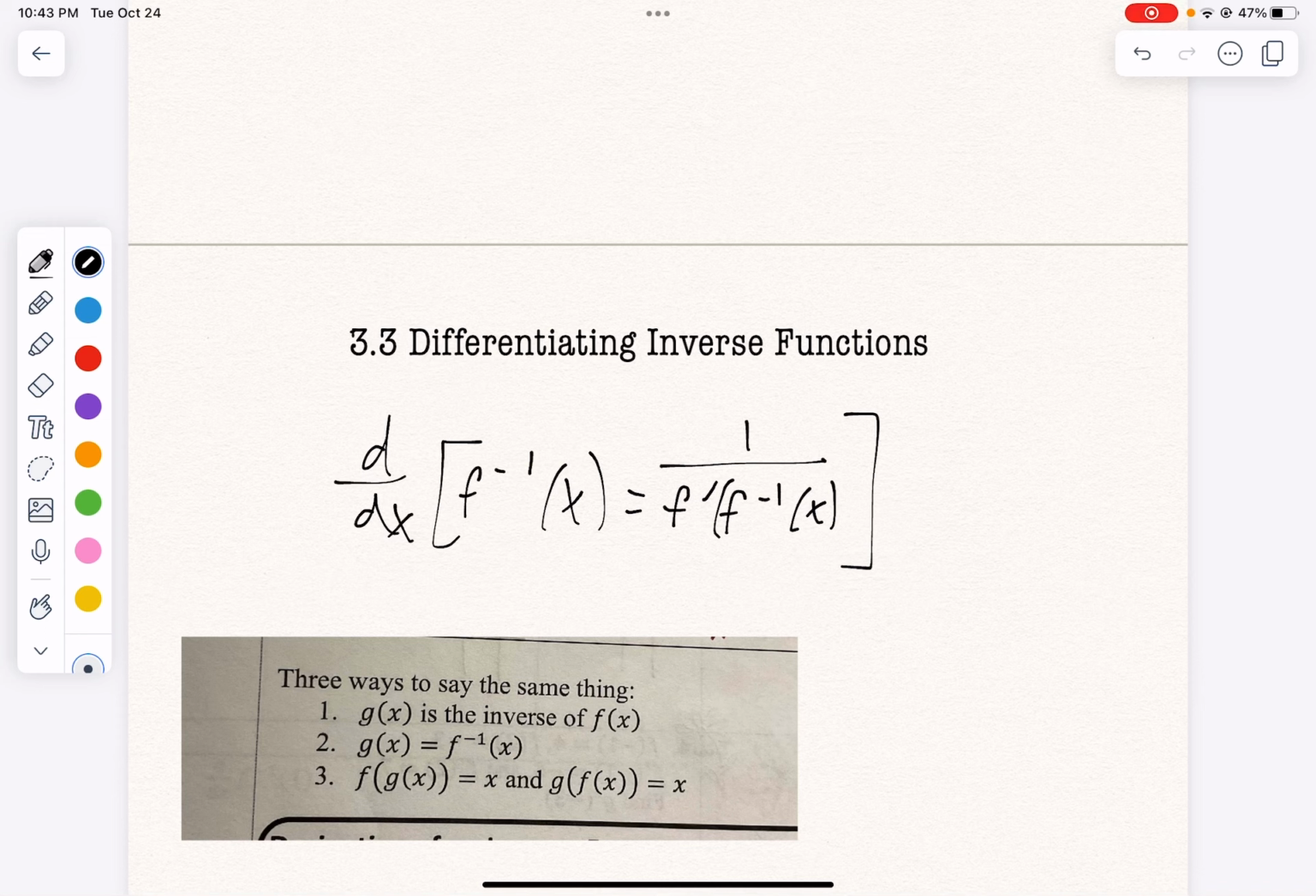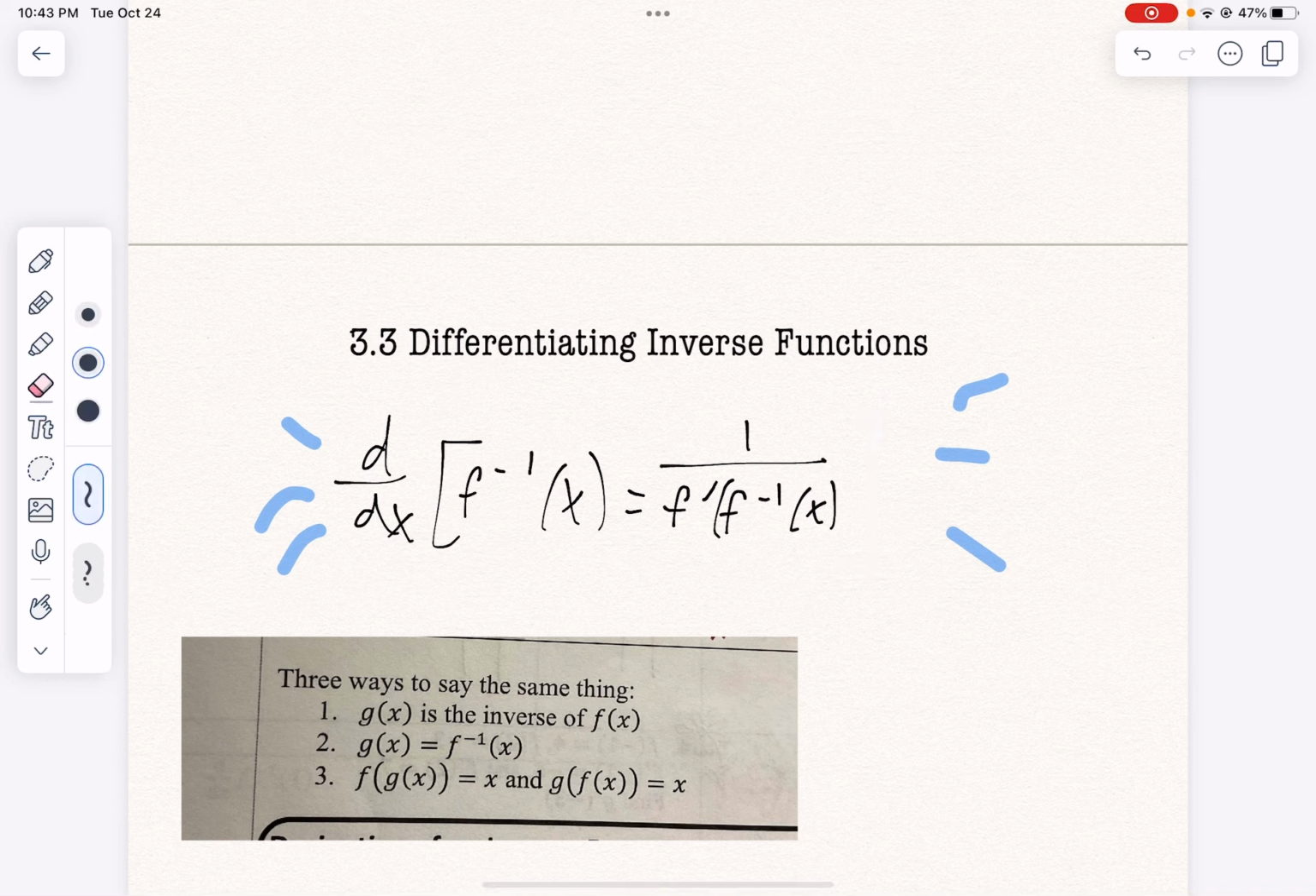Alright, so the basic bare bones definition of the derivative of an inverse function is, of course, seen right here. Derivative of an inverse function equals 1 over f prime of the inverse, or like the derivative of the inverse, basically.